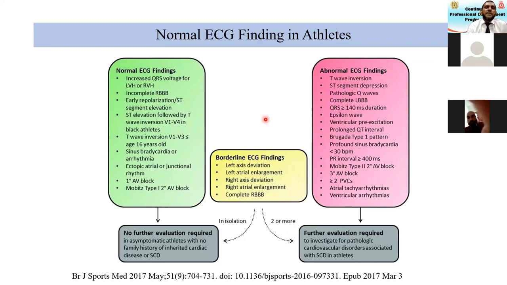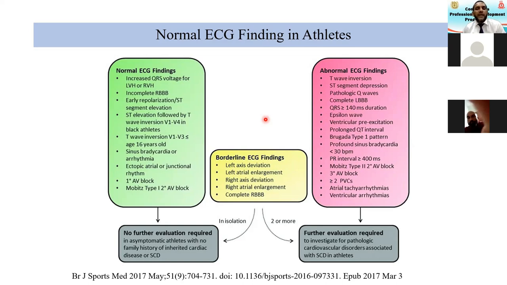Now it is important to know about the normal ECG findings in athletes. The British Journal of Sports Medicine published international criteria in 2017 about normal ECG findings in athletes, because athletes have different cardiorespiratory activity. So there are some findings which are considered normal.